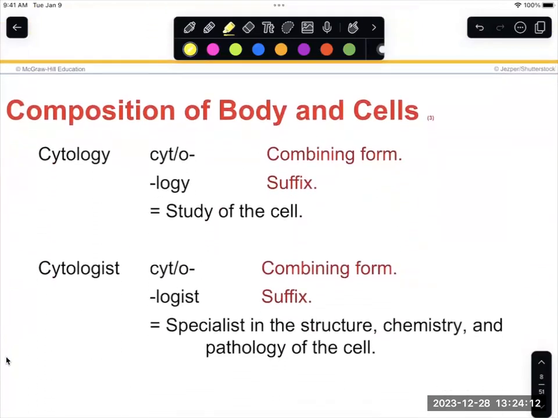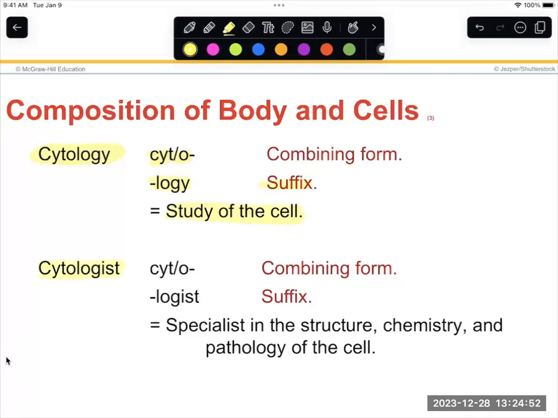So let's look at some words that relate to the body and cells. Cytology. Cyte is my root word. O is my combining vowel. So cyto is my combining form. Logy is that suffix. So cytology is the study of cells because logy is that study of, cyto is cells.